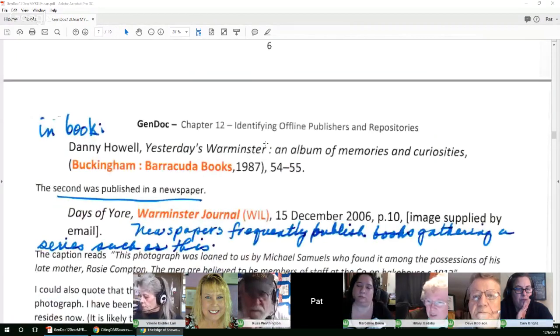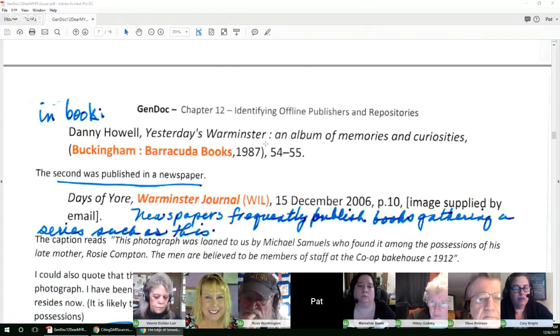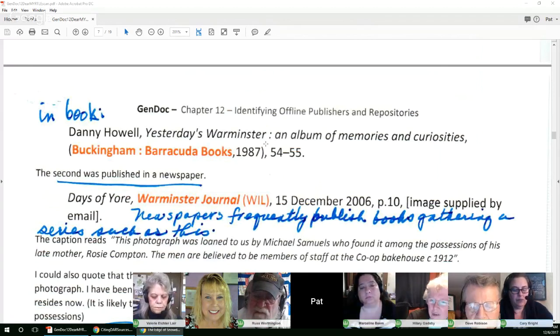All right, now I have a question. When I first read this, I thought it appeared in the newspaper first, and that the newspaper kind of did a retrospective book compiling days of yore, yesterday's Warminster, but it was actually the other way around. It appeared in the book first, and then in 2006 was published in the newspaper.